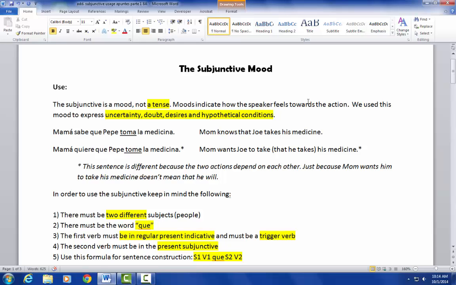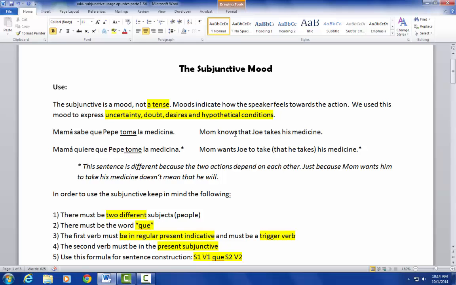Okay, so the subjunctive is a mood, not a tense. Up until this point, all you've really learned are tenses. You have learned the preterite tense, the imperfect tense, the present tense. Moods are a little different. Moods indicate how the speaker feels toward a specific action. We use this mood to express uncertainty, doubt, desire, and hypothetical situations. Let's look at some examples.